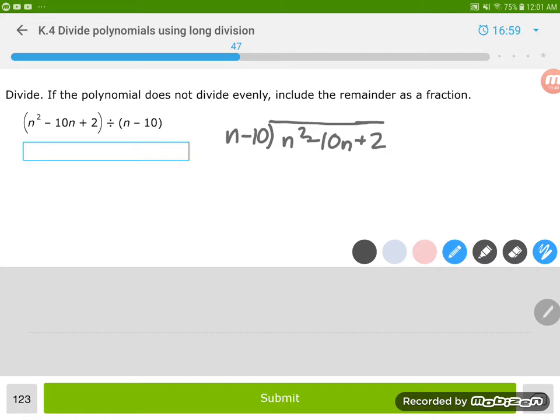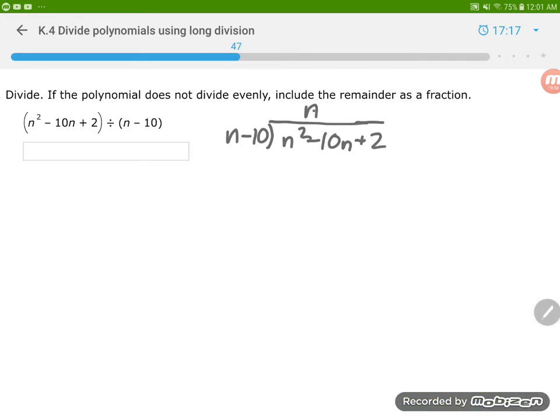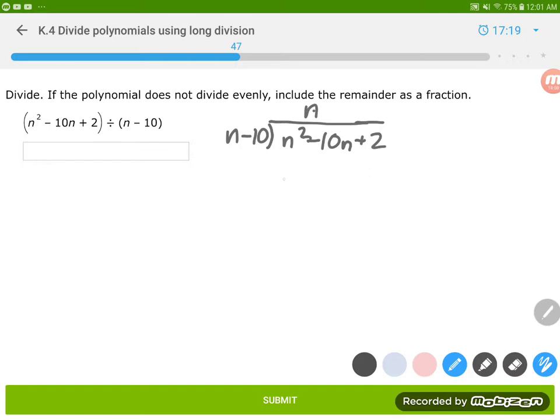Alright. So what we're gonna do is the same as before. We're asking how many times does n divide n squared? Or better yet, what multiplied by n equals n squared? And that's just gonna be n. So n times n equals n squared. That's good. So n times n is n squared, so we can take that away. And don't forget, n minus 10 will be negative 10n.